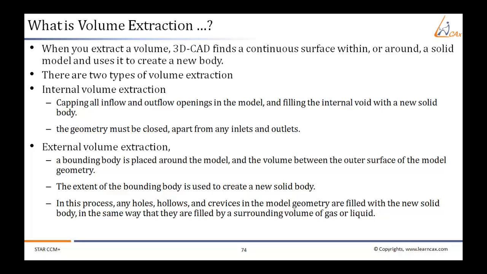What is this volume extract and what does it do exactly? When you extract a volume, 3D CAD finds a continuous surface within or around a solid model and uses it to create a new body. This body is extended up to arbitrary limits, which are determined by whether the extraction is internal or external.